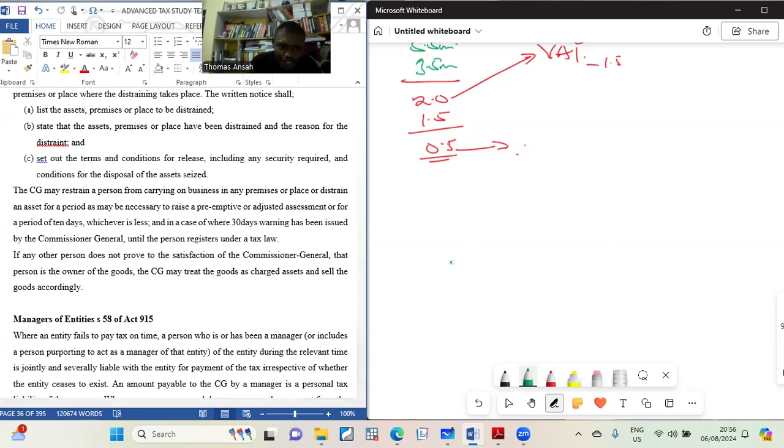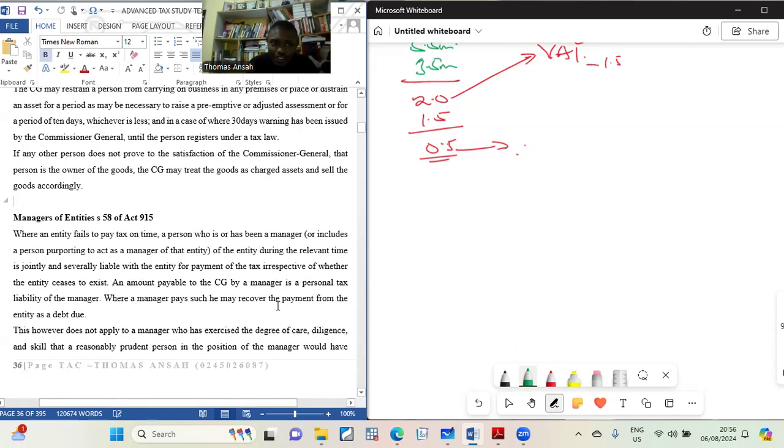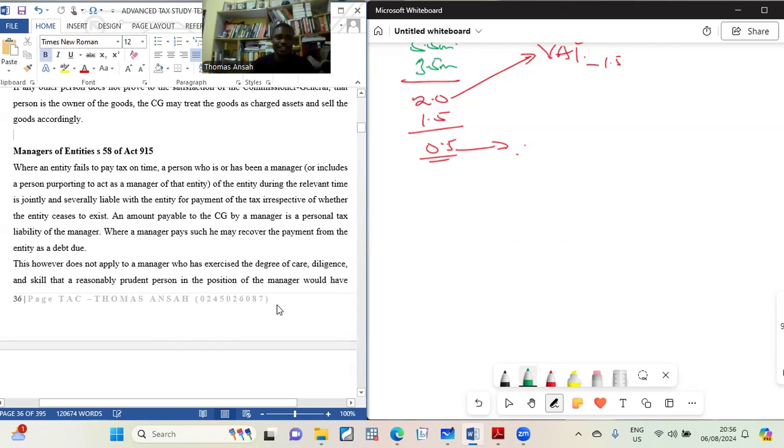Then managers of an entity. I told you before that managers of an entity can be liable for the taxes that the entity is not paying. So if an entity fails to pay their tax on time, the manager is severally and jointly liable, and it is personal to him. An amount payable to the Commissioner General by the manager is a personal income tax liability.